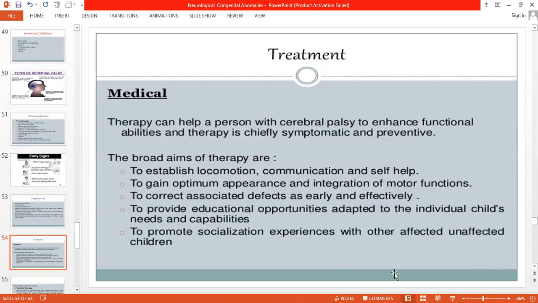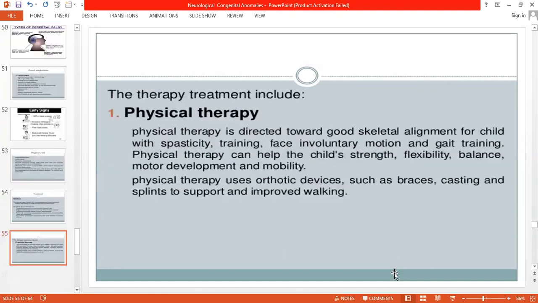Treatment starts with medical. Therapy can help a person with cerebral palsy to enhance functional abilities, and therapy is chiefly symptomatic or preventive. The broad aims of therapy are to establish locomotion, communication, and self-help, to gain optimum appearance and integration of motor function, to correct associated defects as early and effectively as possible, to provide educational opportunities adapted to the individual child's needs and capabilities, to promote socialization experiences with other affected and unaffected children.